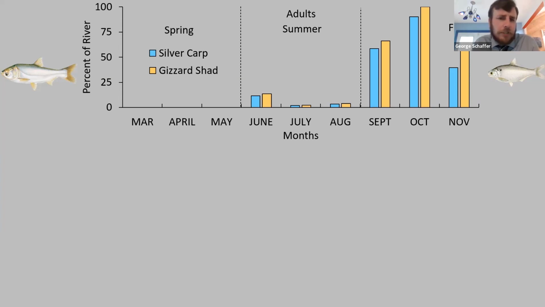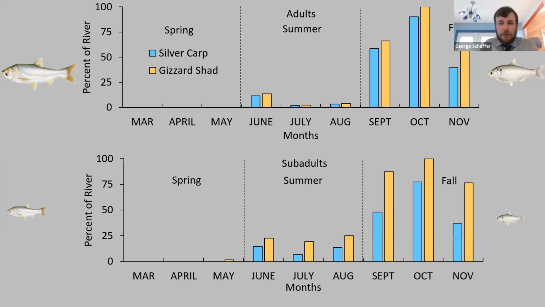So what we saw was, in the springtime, 0% of the river was considered high quality habitat for both species. There was an intermediate amount in the summer, but still a large percentage of the river was considered poor quality for both species. But in the fall, we see a pretty big jump in the percent of the river that was considered high quality for both species. And we see a very similar trend occurring with the subadults.